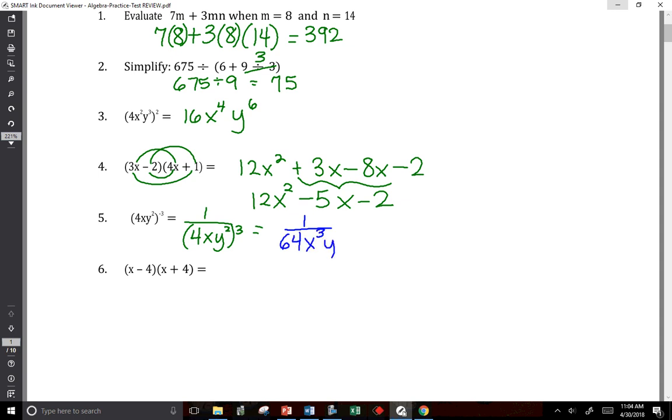Okay, on number 6, what are we going to do? You're going to FOIL again? It's kind of a trick, though, since it's plus and minus, isn't that middle term going to cancel out? But even if you don't know, it's not going to hurt you to FOIL it. So x times x is x squared. X times positive 4 is plus 4x. Negative 4 times x is minus 4x. And then negative 4 times positive 4 is minus 16. The middle two terms do cancel each other out because you have a plus 4 and a minus 4, which is 0. So your final answer is just x squared minus 16.